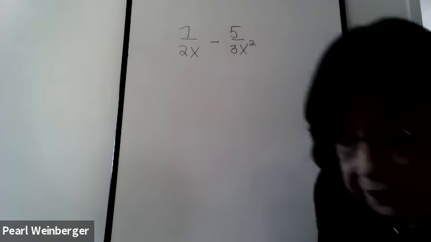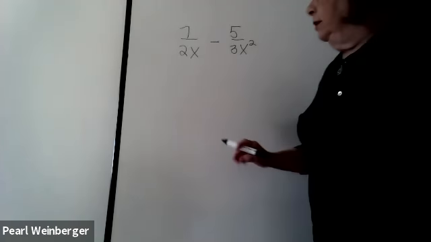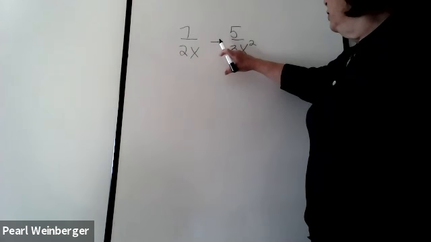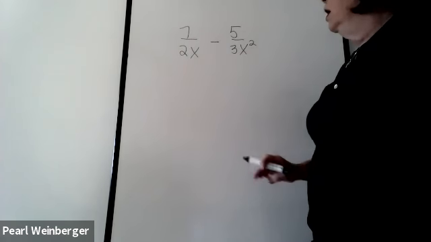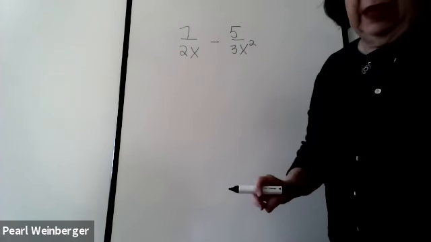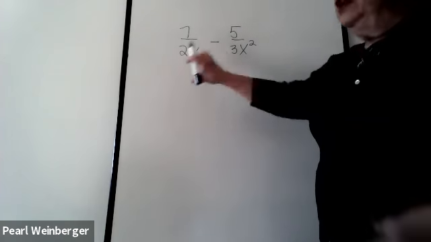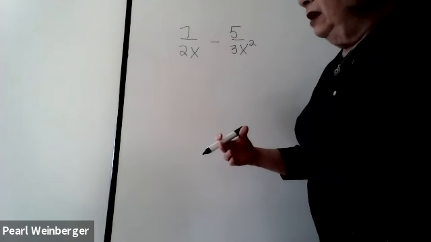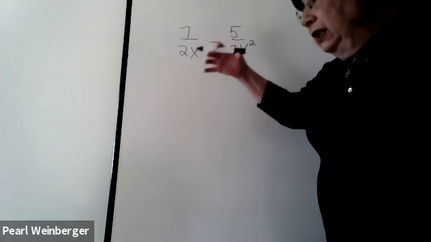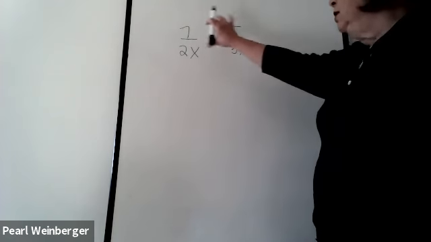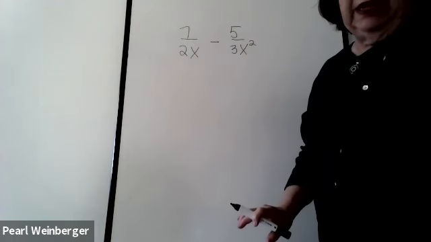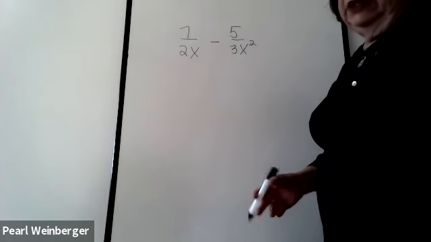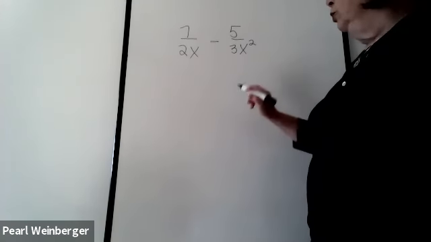Okay, so let's look at this and see if we can work it out together now. Whenever we're adding or subtracting fractions, we have to have a common denominator. We have to have the same denominator for both fractions. And then after we have the same common denominator, we just work with the numerators. We combine, either add or subtract, depending on what the operation is, the numerators.